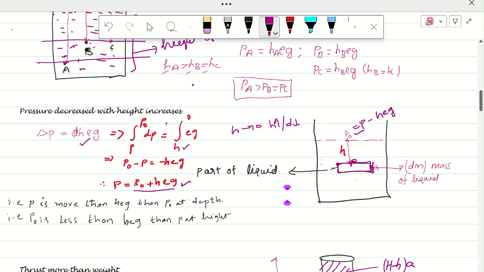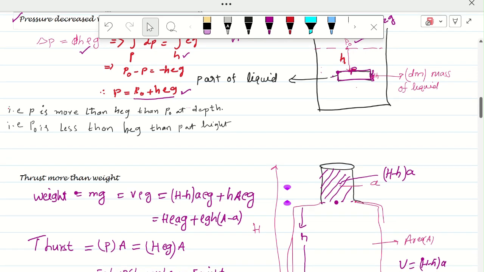This will be very important: pressure decreases as height increases, and pressure increases as depth increases. These points are very important in the manometric equation. When you are writing the manometric equation, this property of pressure is important, so remember that. Now, thrust versus weight. Thrust means force on an area. Weight means mg.